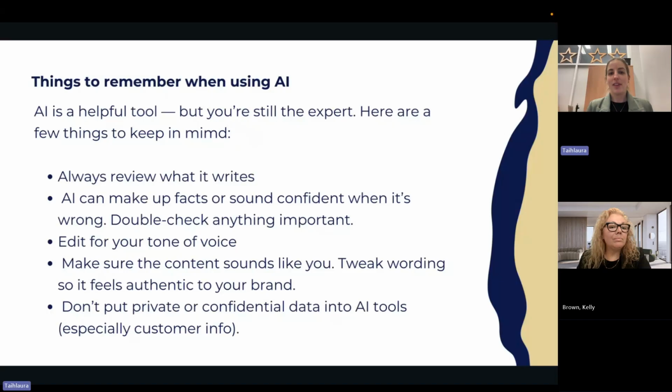So again, just some things to remember when you are using AI. It is a really helpful tool, but at the end of the day, you are still the expert. So just keep in mind to always make sure you review what it writes, as AI can make up facts and sound incredibly confident, but it can actually be wrong. So if something is super important and you need to make sure that it's correct, make sure you double check it and ensure that that's the right fact.